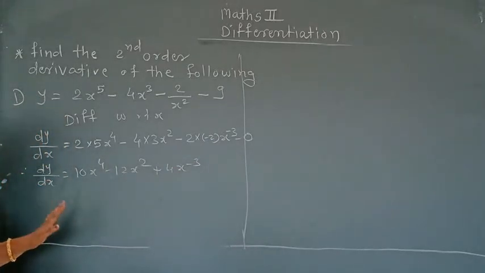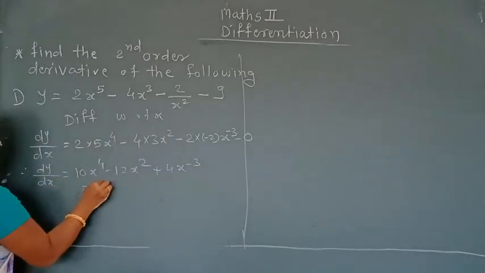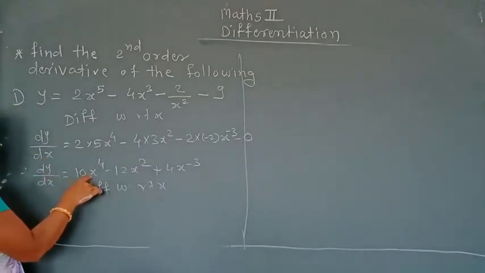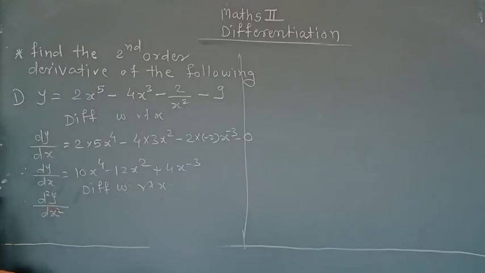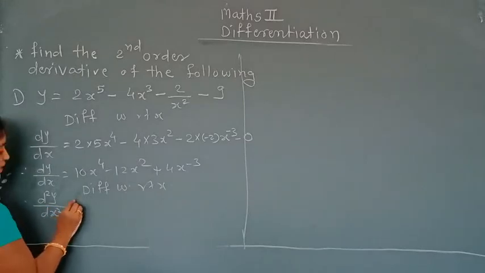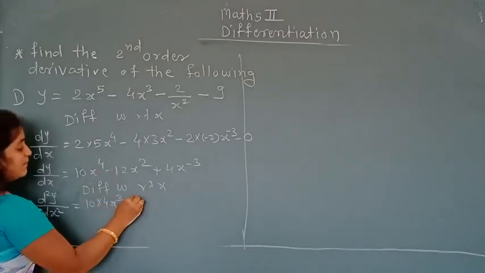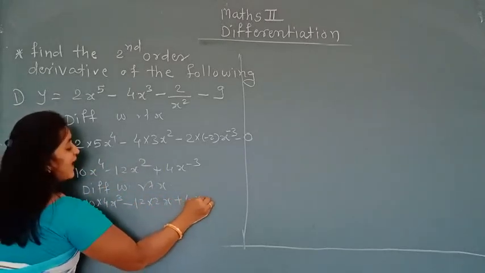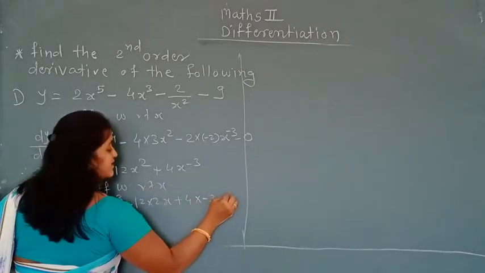So again we can differentiate with respect to x, because this function is again in terms of x. So differentiate with respect to x, again the same, every term using the x raised to n formula. So the derivative of dy by dx with respect to x. So d square of y divided by dx square is equal to 10 multiply 4 x raised to 4 minus 1, which is 3, minus 12 multiply 2 x raised to 2 minus 1, which is 1, plus 4 multiply minus 3 x raised to minus 3 minus 1, which is minus 4. So x raised to minus 4.